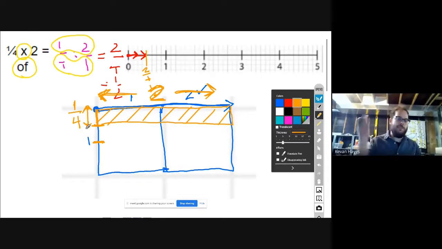I just did a bunch of gardening. I made a bunch of garden beds. So you could imagine like this is a garden bed that's a 1/4 of a meter wide and 2 meters long. So the question is how much space is inside of here?